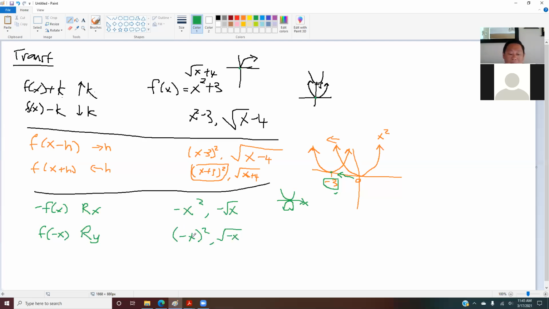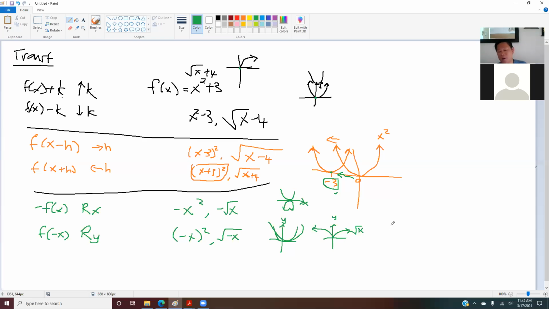So if you have a negative that is inside your function, you reflect. Now the good news is if you have a parabola, if you reflect this on the y-axis, you still get back the parabola because a parabola is an even function. So when you reflect on the y-axis, you still get back the same thing. But if you have the square root of x, what happens when you reflect this on the y-axis? It goes to the other direction.